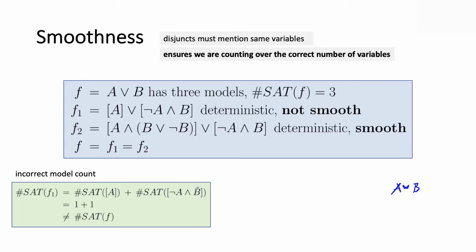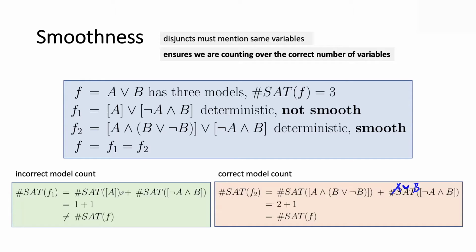If I wanted to do this right, I should have told you count this over 2 variables, and then you would have given me the number 2. So if we want to get this right, I should have passed the number of variables you're counting over. But smoothness says no. If you have smoothness, you don't even need to pass the number of variables you're counting over, because those variables are already built into the formula. So let's look at what happens in this case if we do this guy instead.